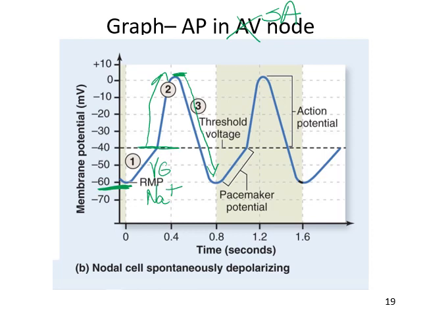Our slow sodium channels open again, and we start having this pacemaker potential. And the pacemaker potential is just this little area from here to here where those slow sodium channels are open, and the cell is slowly becoming more positive and getting closer to the threshold.